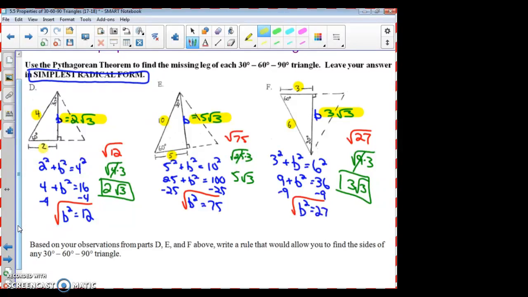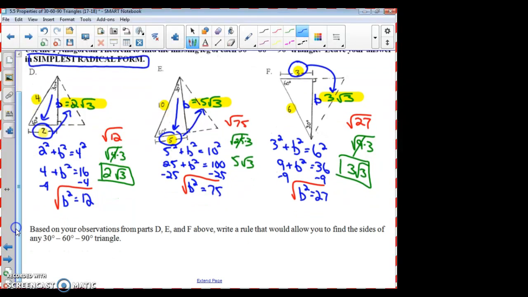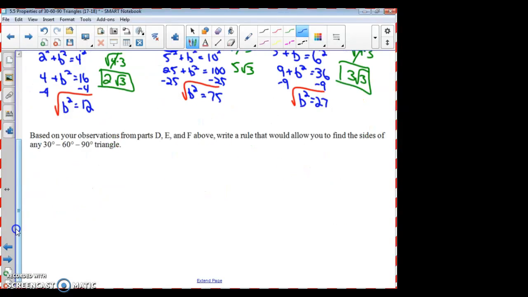So taking a look, we can see that there is a connection. The short leg, or the side across from the 30-degree angle, is 2, and we had a value of 2 square roots of 3. The short side across from the 30-degree angle in letter E was 5, and we had 5 square roots of 3. And similarly in question F, 3 and then 3 square roots of 3. Which leads us to the following relationship.